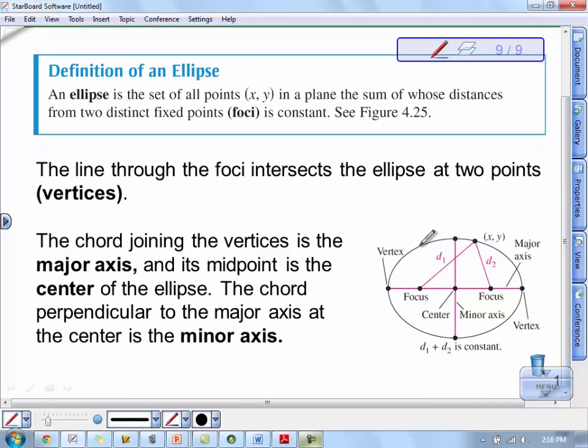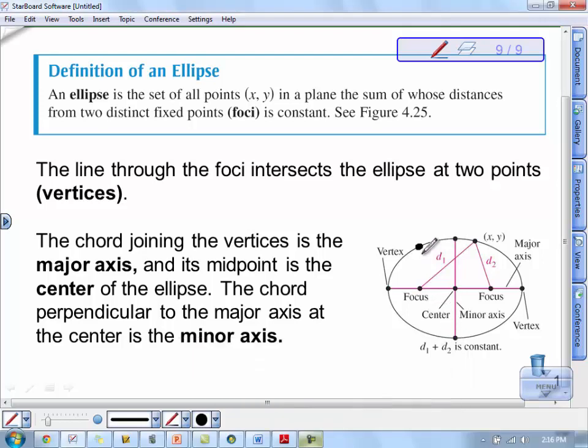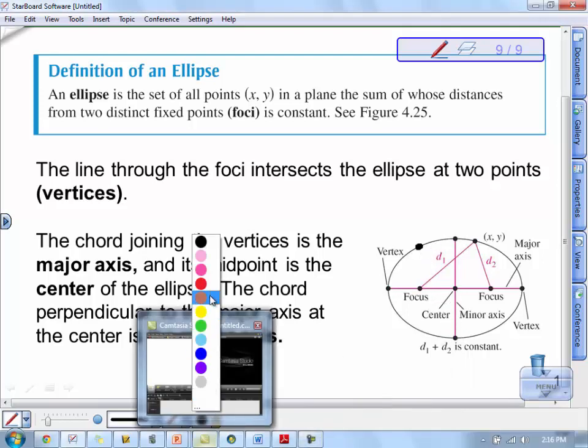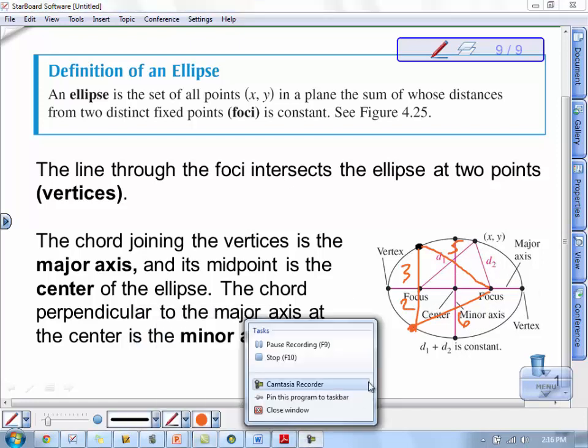So basically, for this point here, for example, if you add up the distances from both focal points, that sum is always constant all the way around. So for this point right here, if you add up the distances from both focal points, it's constant, that number that you get when you add these up. So if this is 3 and 5, then this would be like 2 and 6 or whatever. It always adds up to 8, no matter where you are.